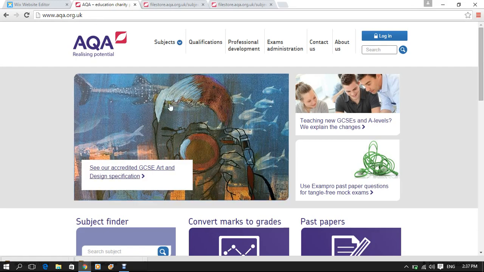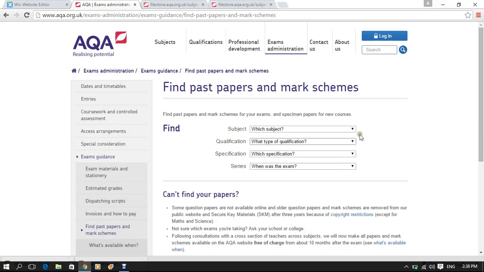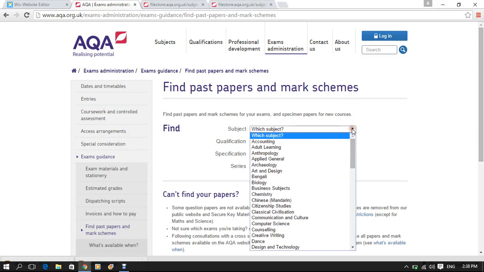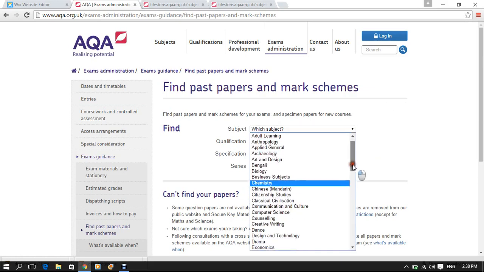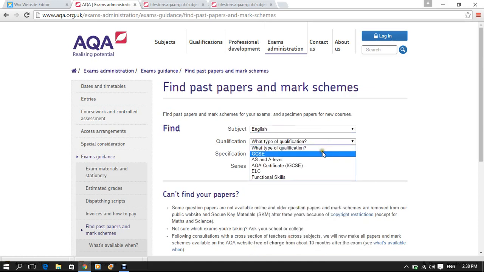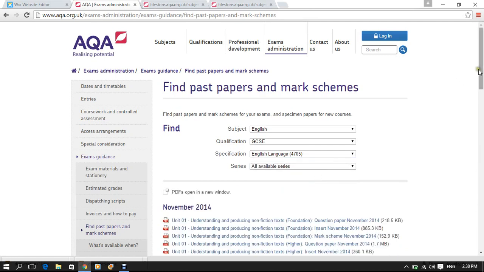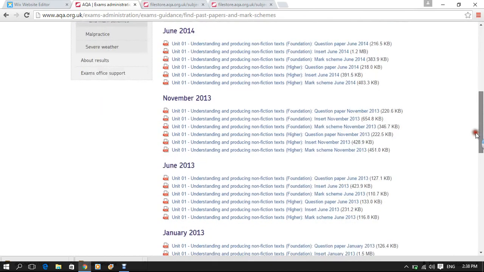The first thing I want to do is show you where you can find past papers and resources. So from the home page, if you scroll down to the tab that's marked past papers and you click it, you come up with this screen. I'm just going to change these, so we've got English, scroll down, there we go, GCSE, and what you do need to be careful of is the specification. You need 4705, so there we are, English language 4705, and that should bring up all of the past papers for all of the series since 2012.